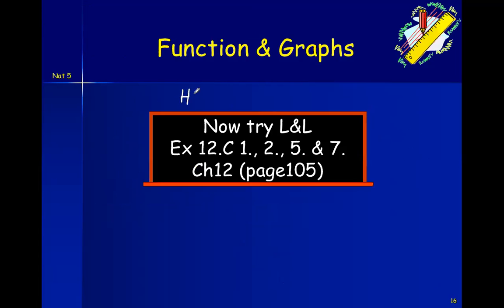So for homework, 12C, 1, 2, 5 and 7. Those are the ones with the stars in them. Page 105. So they shouldn't be too hard. They'll be very basic, basically based on functions. But again, it's the type of question that you can get easy marks to pass, if you see what I mean.